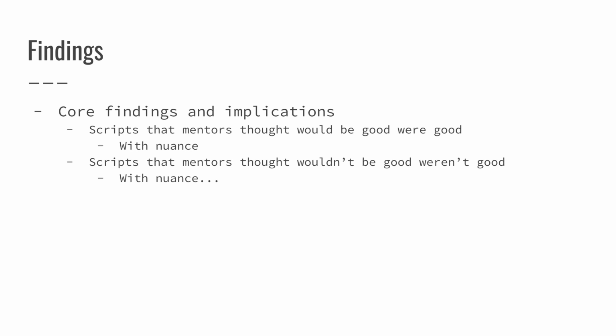So there's nuance there. And to the second point, that the scripts that mentors thought wouldn't be good weren't good, this referred to a script that a mentor wrote to ensure that their students were slicing effectively. While they were writing the script, they did point out that this might not be the most accurate script because they were pulling out numbers. The script was based off of the number of days into the sprint and the number of tasks accomplished by day X of the sprint. So say if less than Y tasks were finished by day X of the sprint, then that means the student's not slicing effectively.